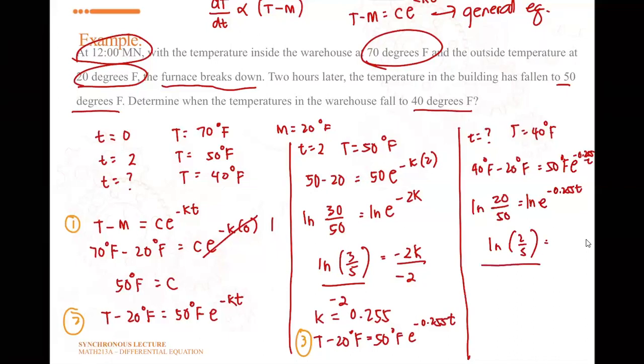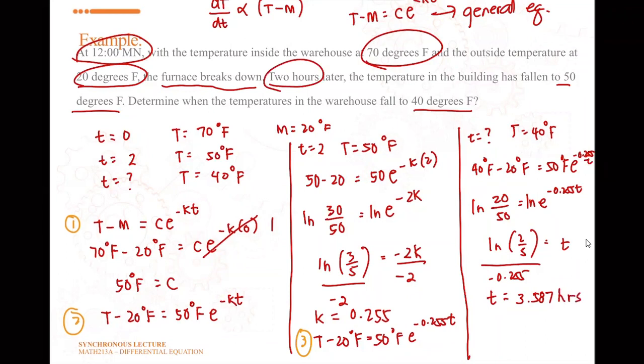Tapos i-recta ko na, so same lang yung ginagawa kanina. 0.255 equals sa T. So yung T natin is equals to ln 2 over 5 divided by negative nung K natin. We have 3.587. So yung unit natin is 2 hours, no? So hours to, so 2 hours.